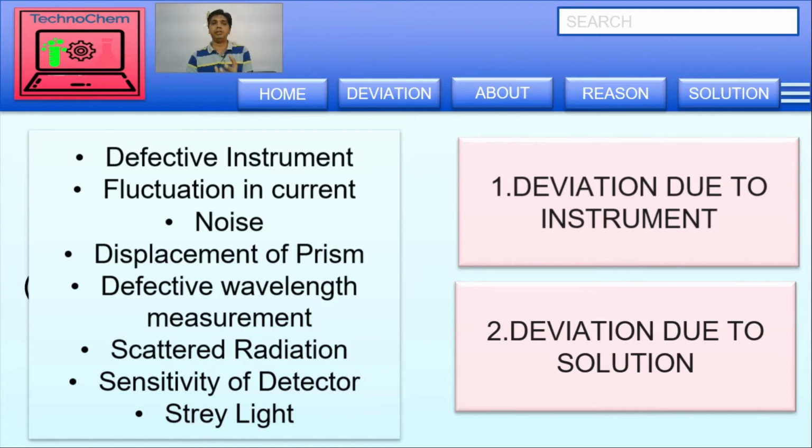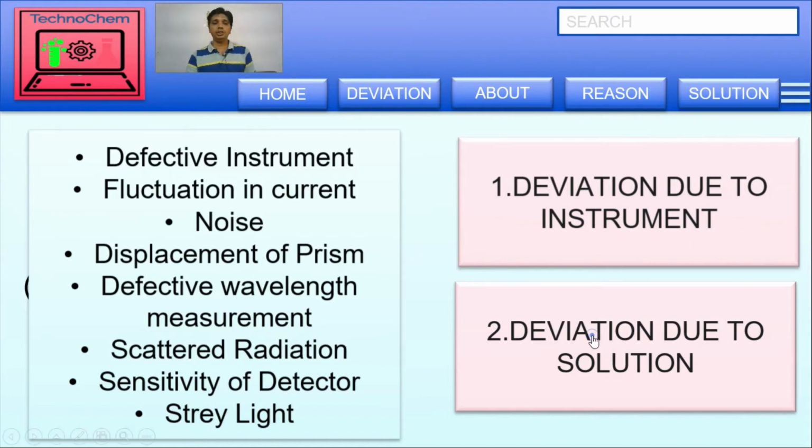We are going to use a monochromatic beam of light. But if it is non-monochromatic, then there will be deviation. Sensitivity of the detector matters. If the detector sensitivity is very low, there will again be deviation. Stray light: there must not be outside light present in the chamber, so it should be covered.